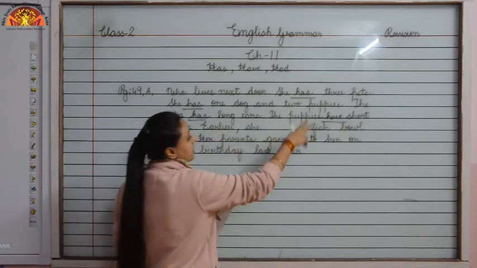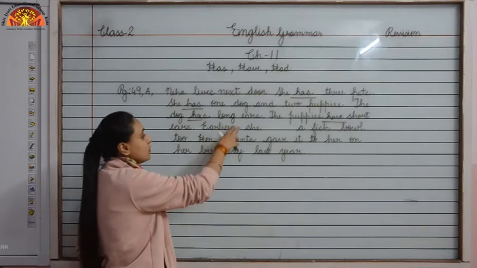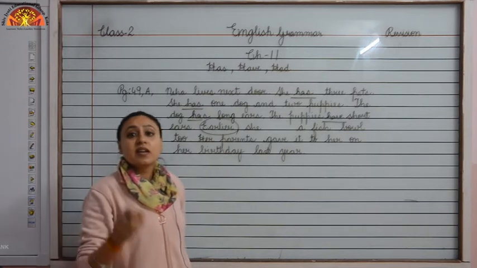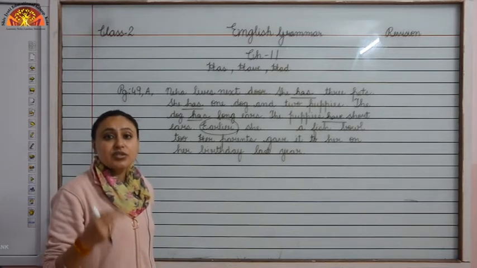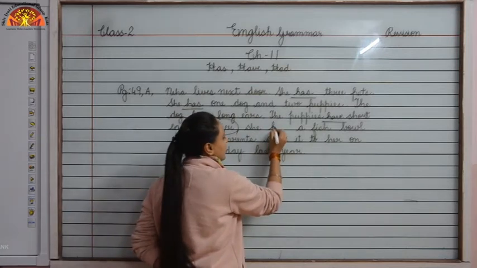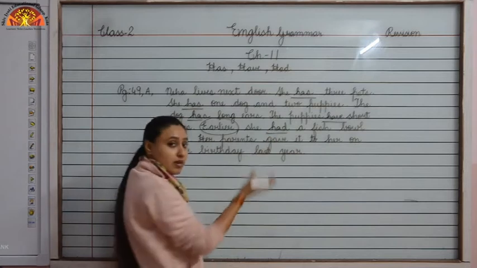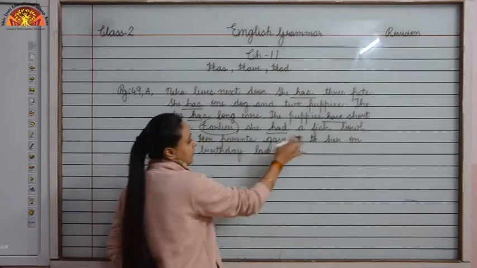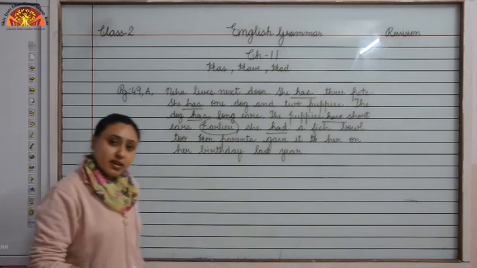Earlier she dash a fish bowl too. So children, look over here, the word is given to you. Which word is this? Earlier. We have learned that words like earlier, last year, previous day, yesterday, all these words show past tense. Okay, so earlier she had a fish bowl too. We used had for past tense. So earlier she had a fish bowl too. Her parents gave it to her on her birthday last year. So children, this paragraph is over.